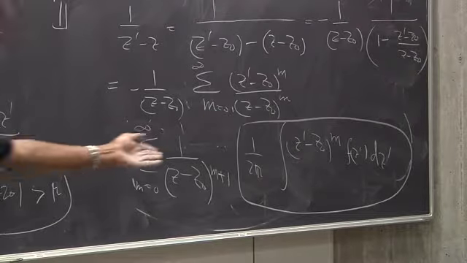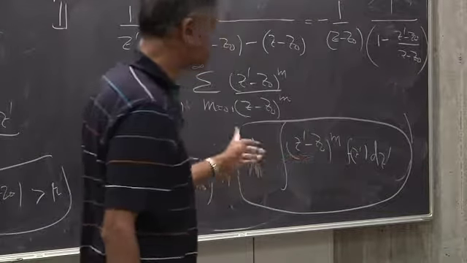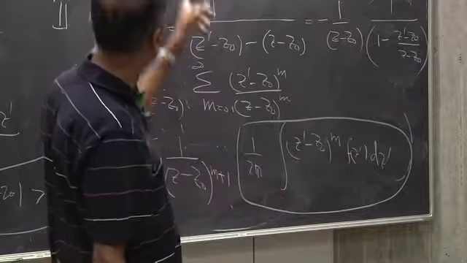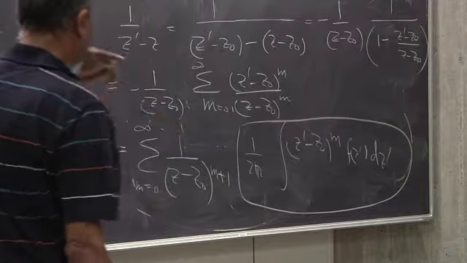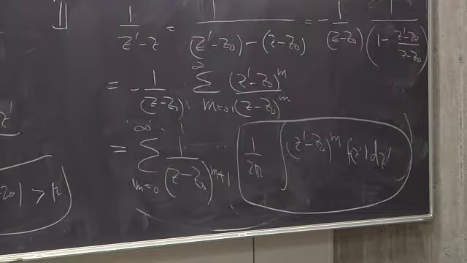So this is some number. It's going to be some number. We can call it bm, some coefficient bm, just like here we call it an. So call this some bm. So this is the full series then.